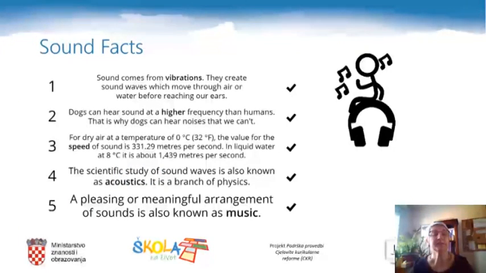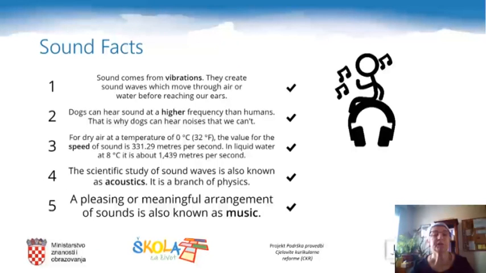Here are the correct sentences from the sound facts quiz. Please take your notebook and copy the new words from the sentences. Let's check if you have written all your sentences correctly in the quiz. Sound fact number 1. Sound comes from vibrations. They create sound waves which move through air or water before reaching our ears. Did you know the word sound waves?